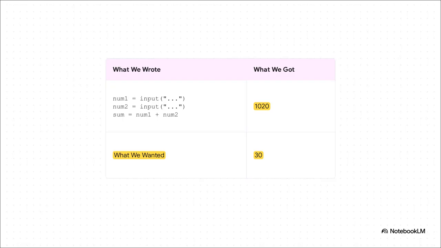And this is where you can really see the disconnect, right? On the left, we've got our code. It looks totally fine. It makes perfect sense. Get a number, get another one, add them up. But the result on the right is, well, it's not what we wanted at all. Now, you might be thinking Python is broken, but this isn't a bug. It's actually a feature, and once you understand it, everything will click into place.